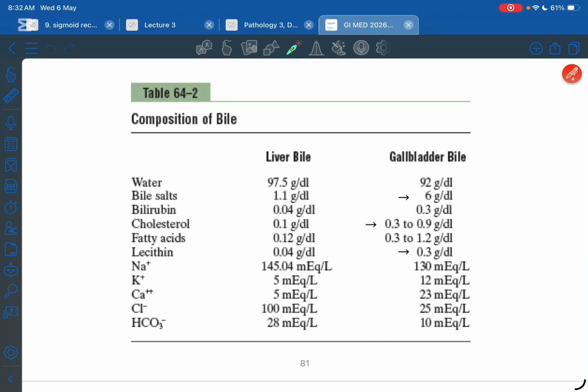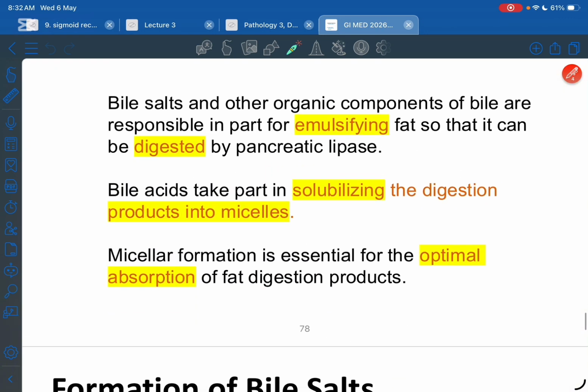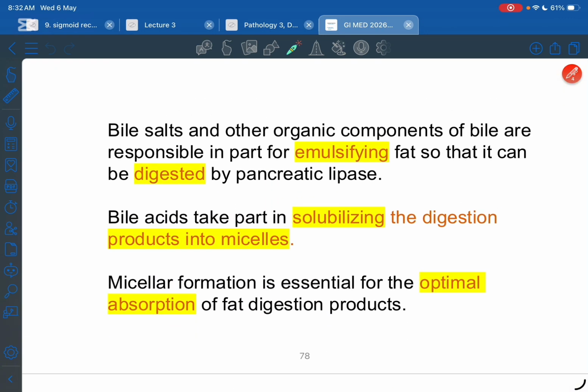Why we need that? We need that because we want to emulsify fats, to make fat soluble. Because all the reactions in the intestine, they are water medium. And fat is insoluble, water insoluble. And lipase cannot digest fat unless it is in water medium, it is soluble. How we make it soluble? By emulsifying that product, that fat, while mixing with the bile salts and lecithin.